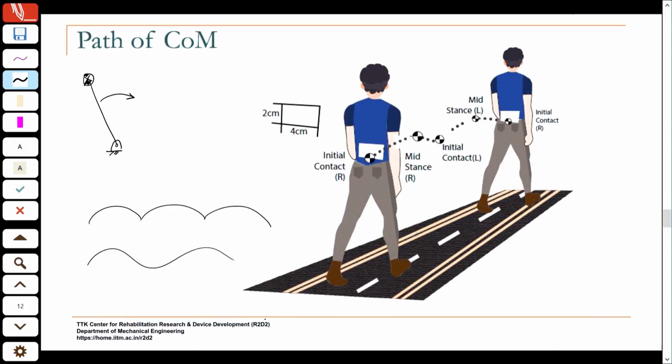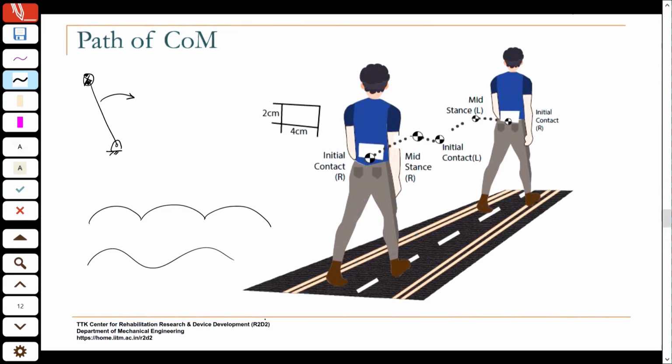The movement of the center of mass, instead of being a series of sharp arcs as you would predict from the inverted pendulum model, actually has a smooth trajectory. Knee flexion during loading response, for instance, contributes to lowering the trajectory of the center of mass. It contributes to smoothing the trajectory of the center of mass.